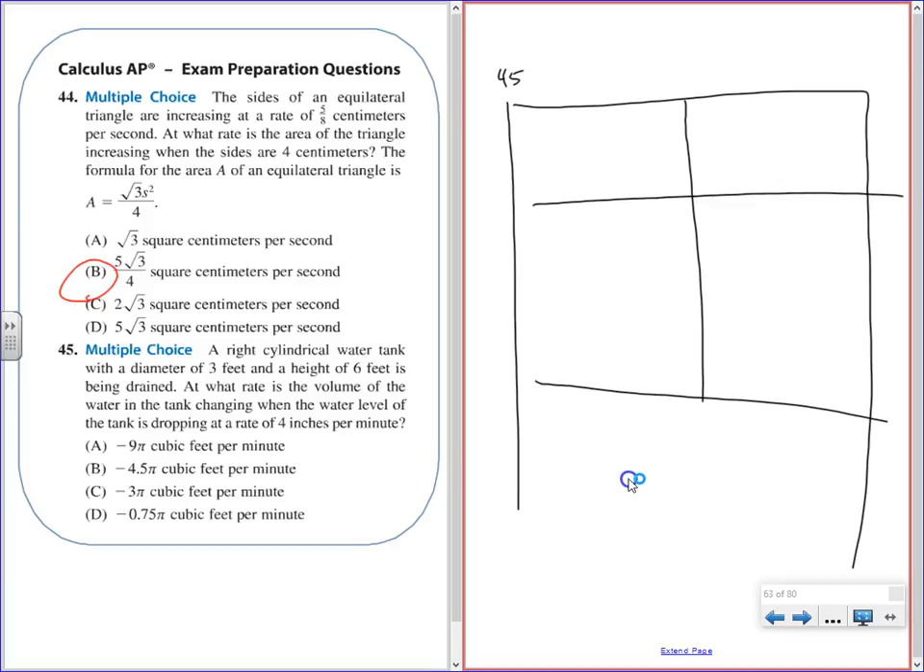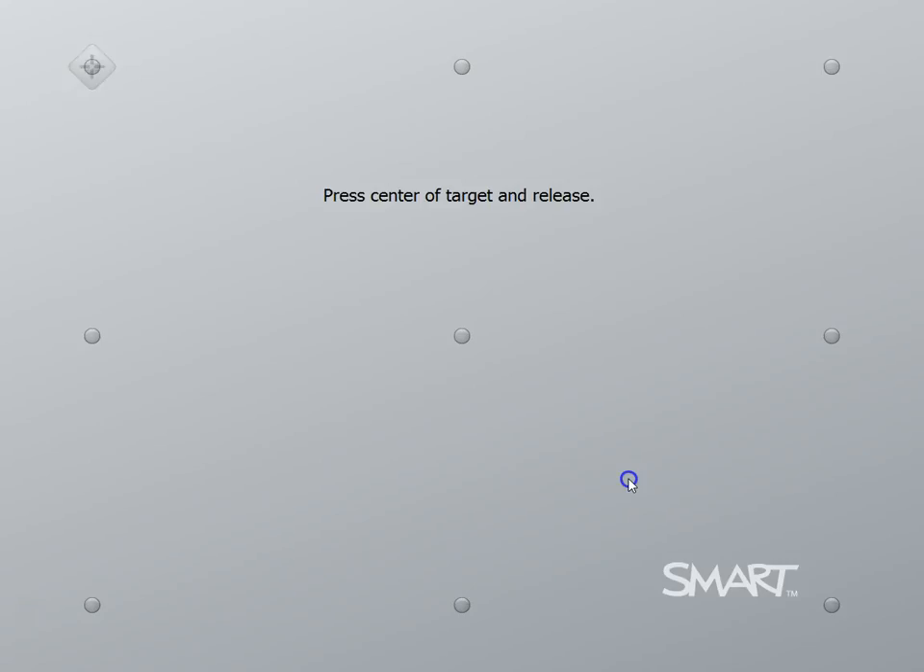You guys drawing the picture? A right cylindrical water tank with a diameter of 3 feet and a height of 6 feet is being drained. Picture. Draw a can. Oh, that's beautiful. Isn't it? Hey, some of yours look about the same. It's not that bad. I just need to orient my board. Sorry, it's a struggle.